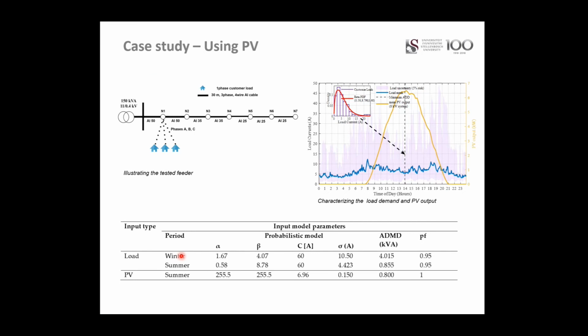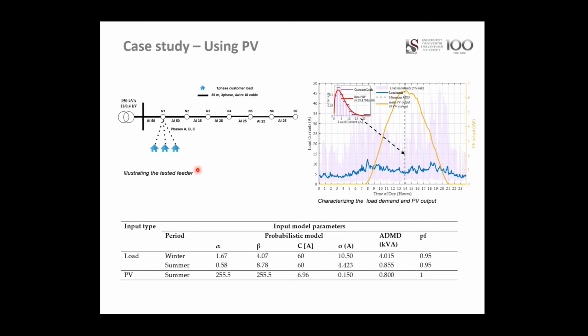So this was our case study. We have our illustrated, or rather tested, feeder. In terms of the number of nodes, we have 7 nodes. Each node has 3 single-phase customers, so we have 7 nodes, and each node has 3 single-phase customers, which make up about 21 customers. This is a simple feeder that we tested our method with.